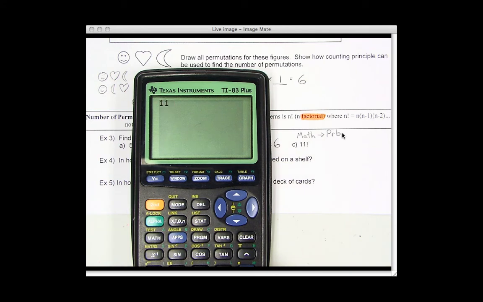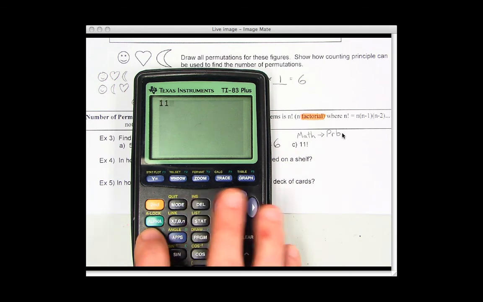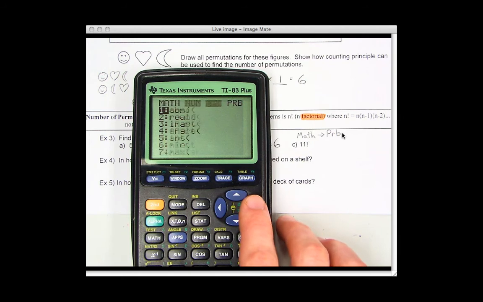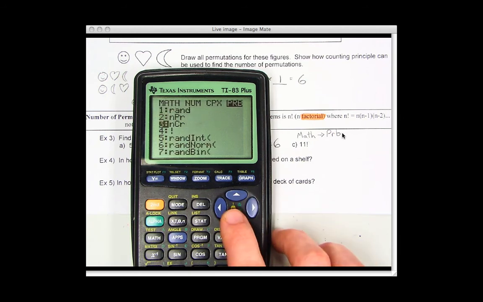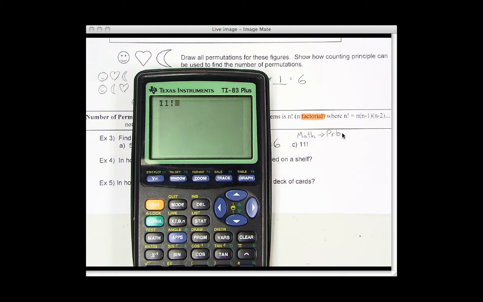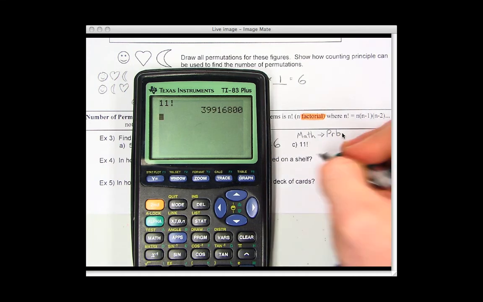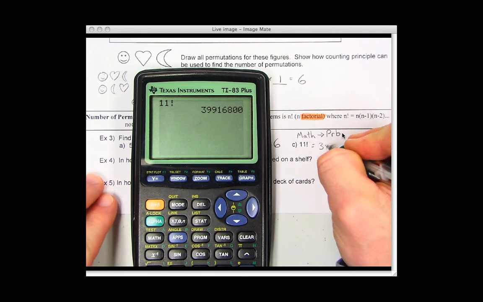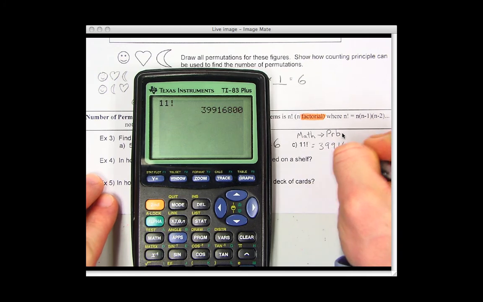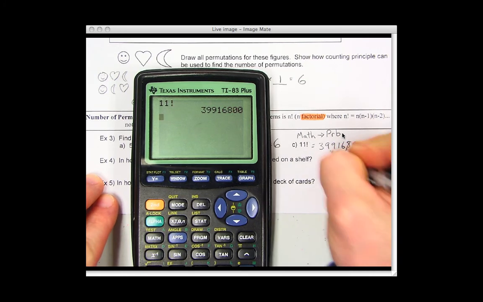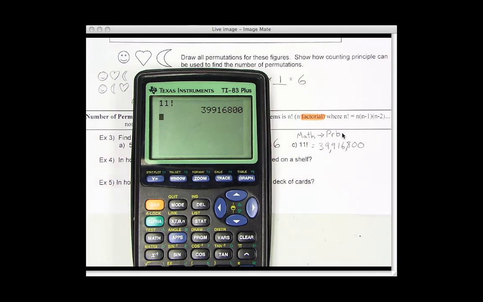11 factorial, so it's under math, PRB, and number 4. So you can either push number 4 or scroll down and hit enter. Now we see 11 factorial, and we get a final answer. Oh, it's pretty big. So 39,916,800.